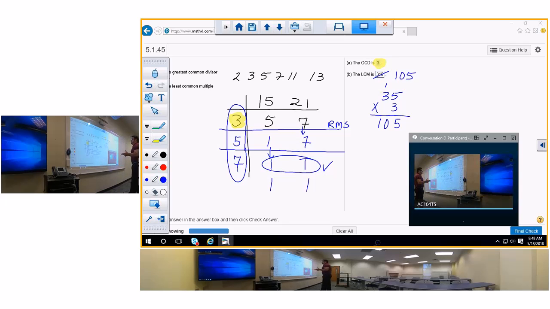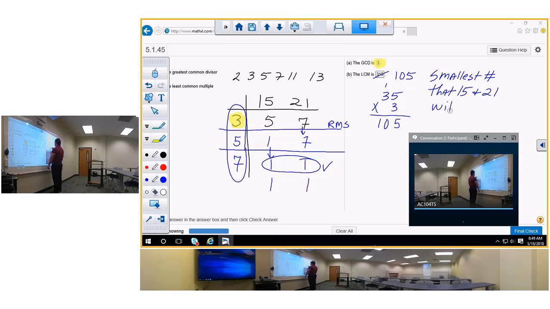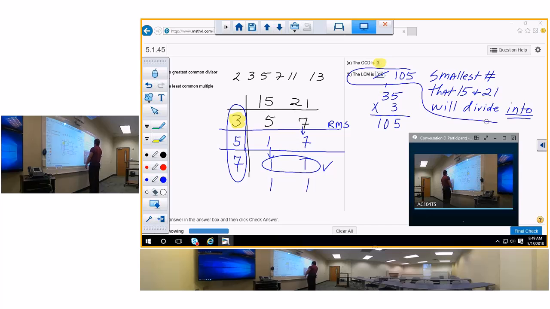And if you watch the videos, you'll see where I cover the least common multiple. The least common multiple is the smallest number that 15 and 21 will divide into. And this number right here is used when you find the common denominator.